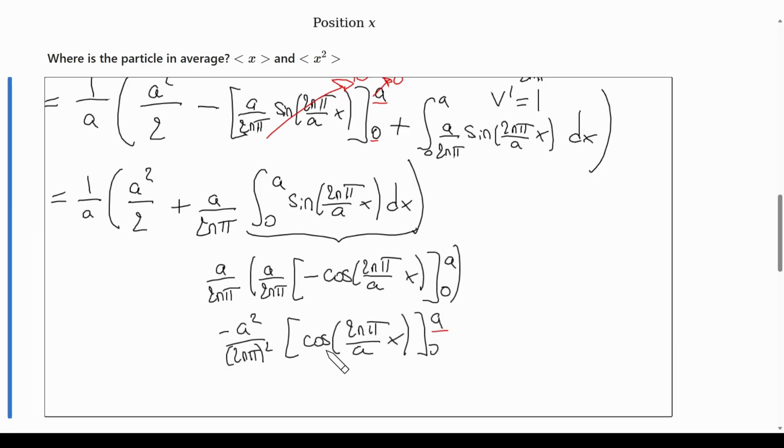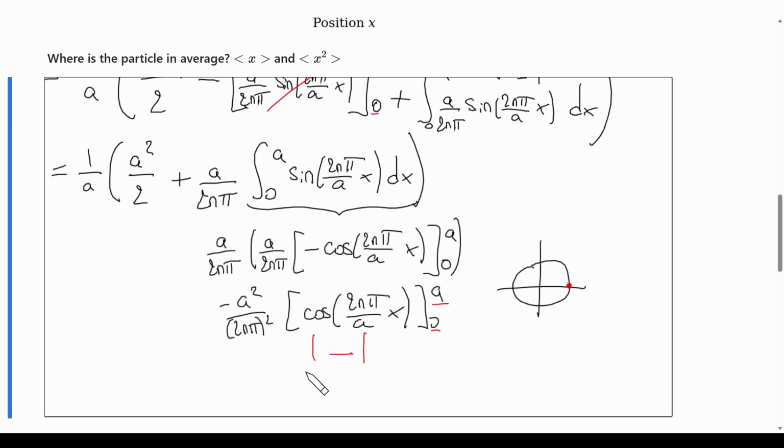So for a we have, if you remember the trigonometric circle, 2 π is here. So each time we do 2 π, we will be here. So 1, minus, for 0, cos 0, which is here. So 1. So this is also 0. So in the end, we have 1 over a of a squared over 2, which is simply a over 2.